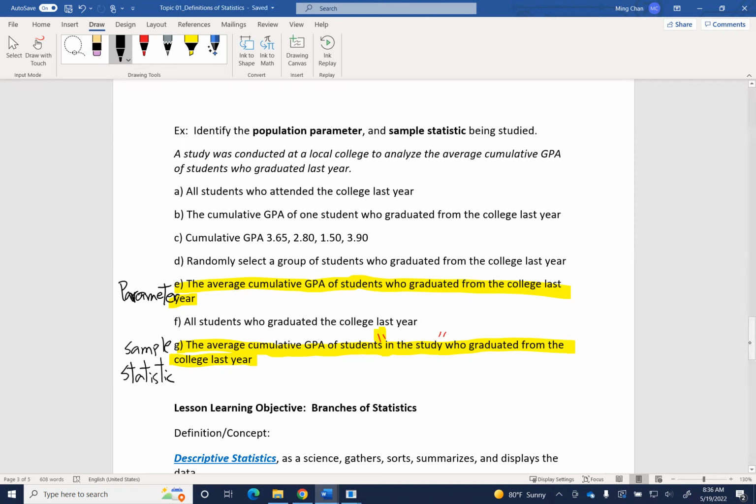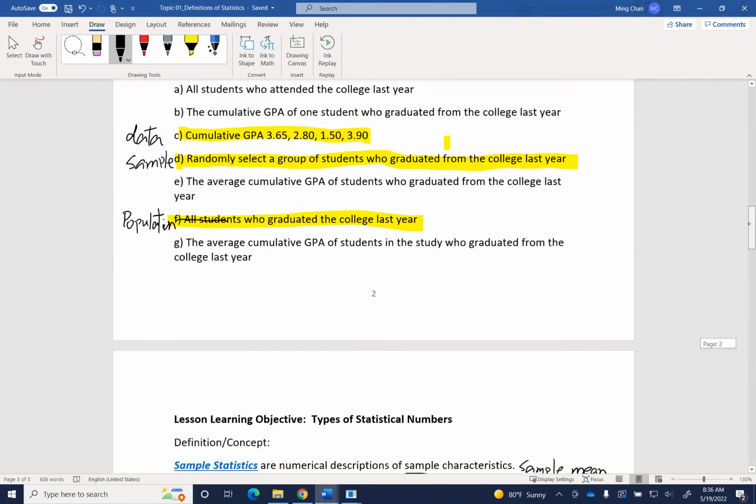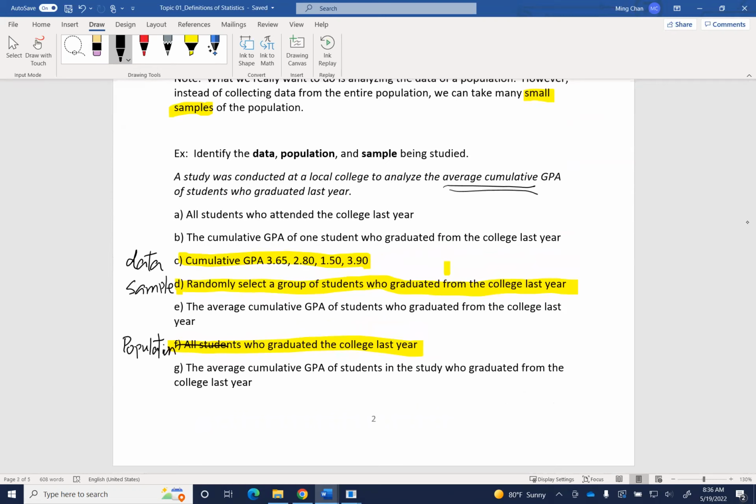All right. So if you go back here, the population was all the students who graduated last year, right? So that's all the students. Okay, the study is conducted at this local college. The sample is a group of students who graduated from college last year. So all the students who graduated college last year are the entire population. So this particular study is conducted at a local college.